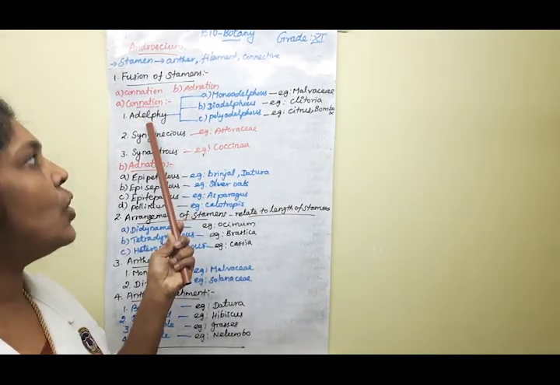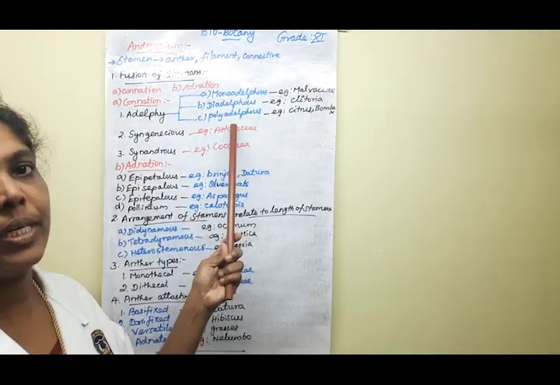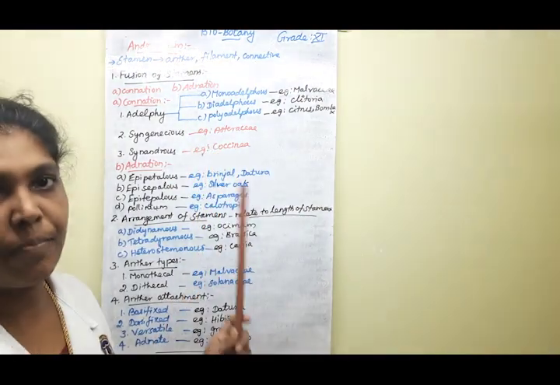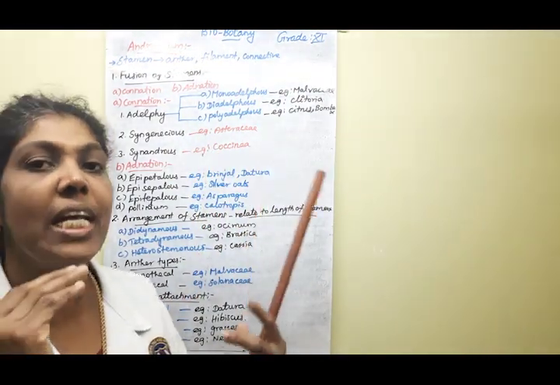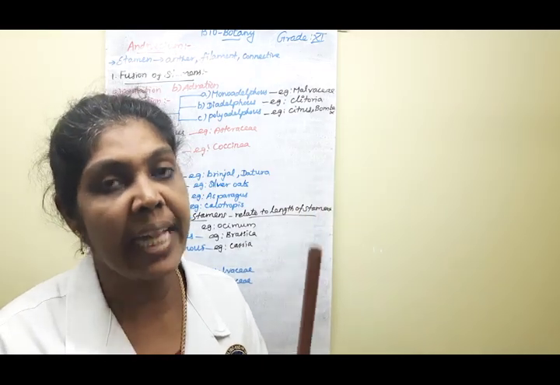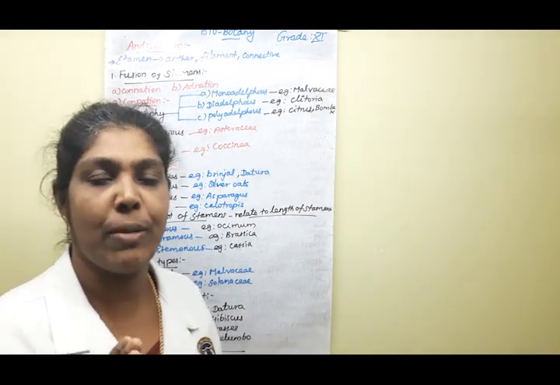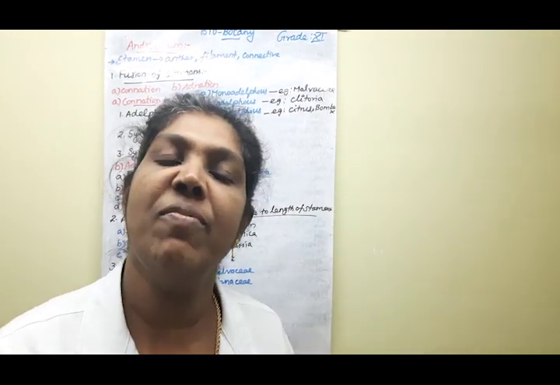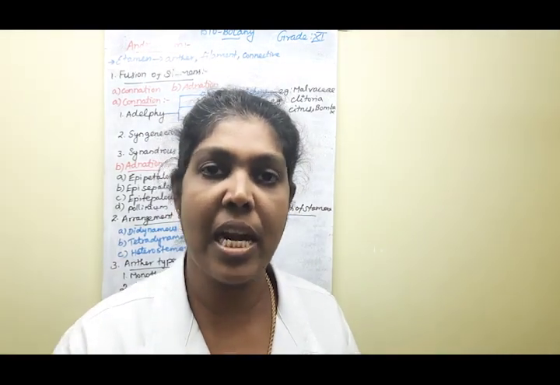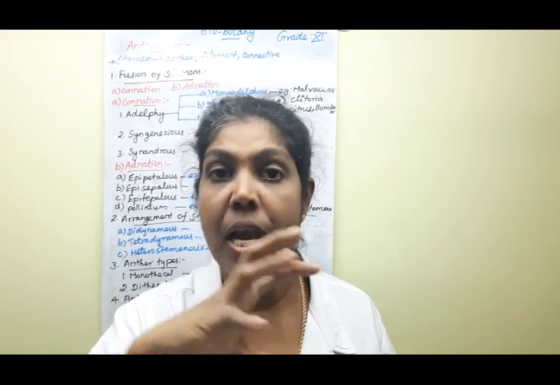Adelphous comes under types. Here there is a fusion, a joining of filaments together. So they are divided into three types: monadelphous, diadelphous and polyadelphous. Clear, children? Monadelphous, diadelphous and polyadelphous.